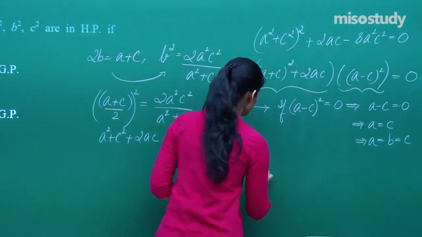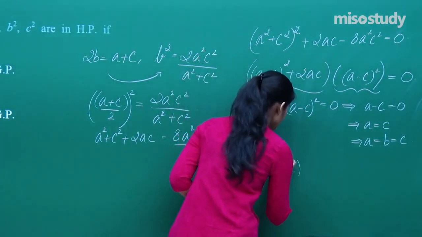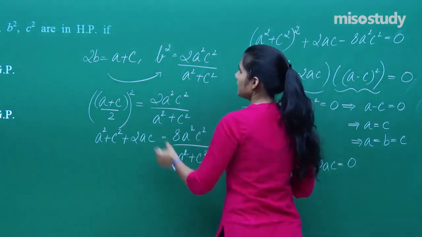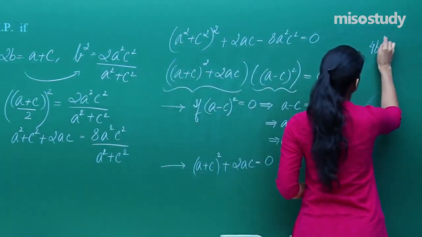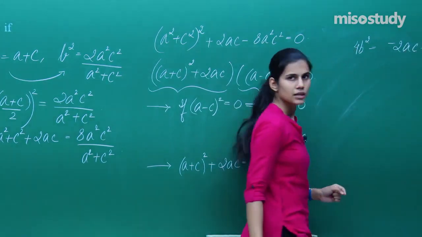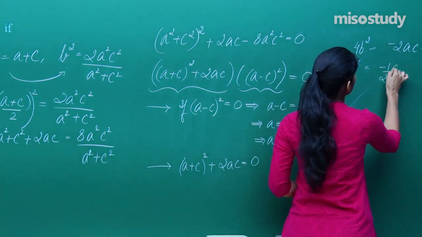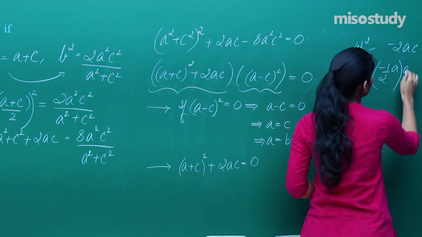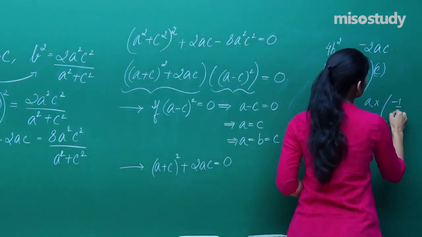Another condition is that if the other factor is 0, that means (a plus c) whole square plus 2ac is 0. Now, a plus c is twice of b, so you basically get (twice of b) whole square equals minus 2ac, right? Which means b square equals minus 1 by 2 ac. I can write this as minus 1 by 2 a into c, or I can write this as a into minus 1 by 2 c.